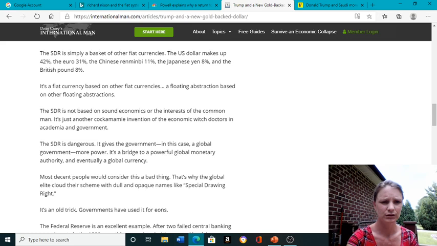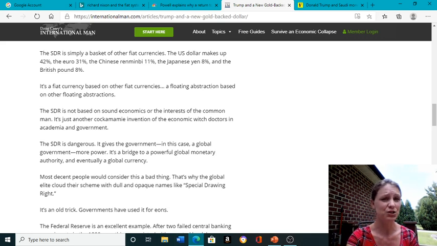The SDR is not based on sound economics or the interests of the common man. It's just another cockamamie invention of the economic witch doctors in academia and government. Let me read that again. In academia and government. I would have to make 1,000 videos to explain the corruption in our government.